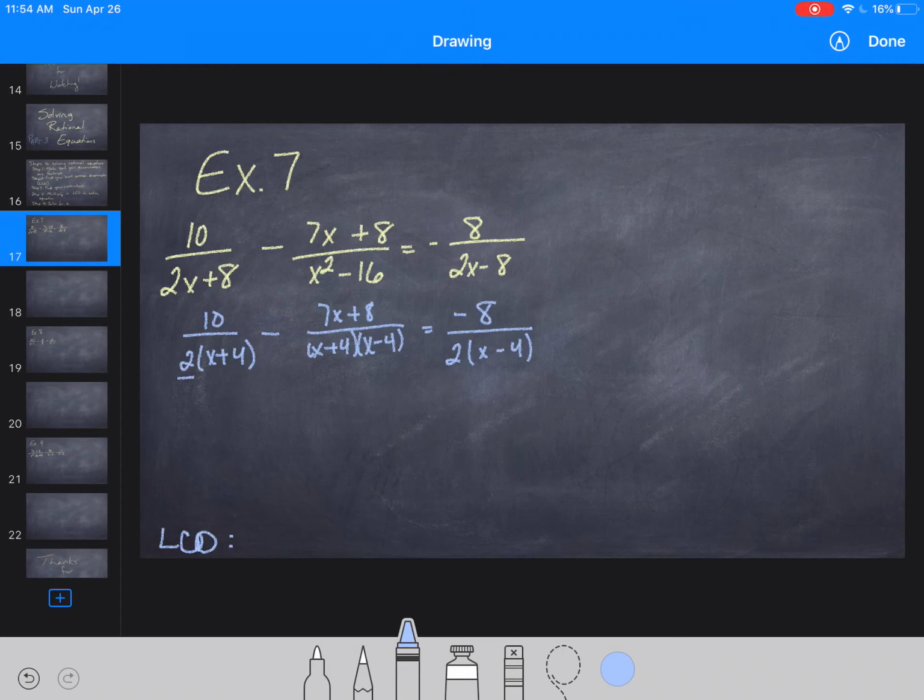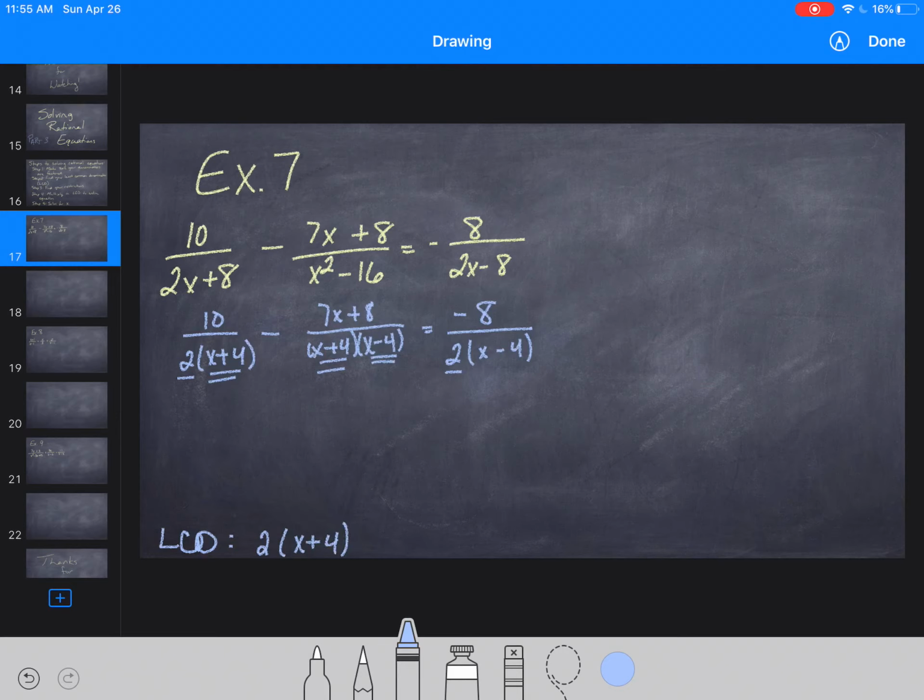Now I'm going to figure out what my least common denominator is. Remember, your least common denominator must include every factor that's in your denominators. So I have a 2 in my first fraction and I have a 2 in my third fraction. That is the same factor. So I'm going to put a 2 down for my least common denominator.